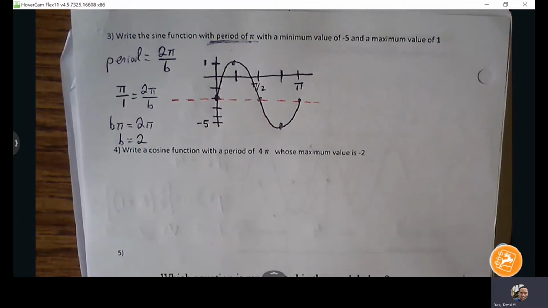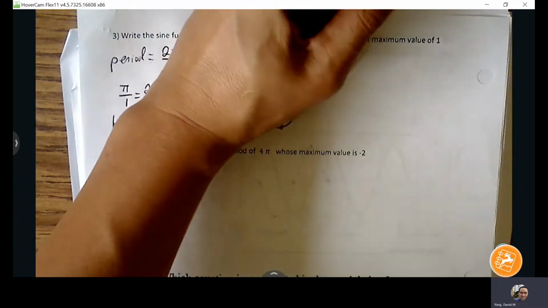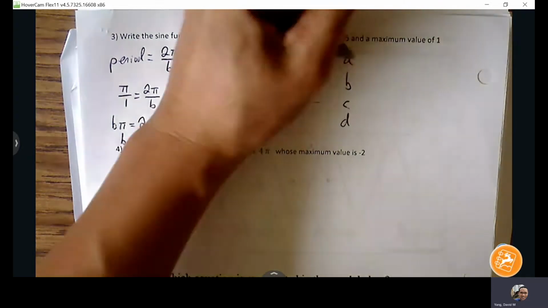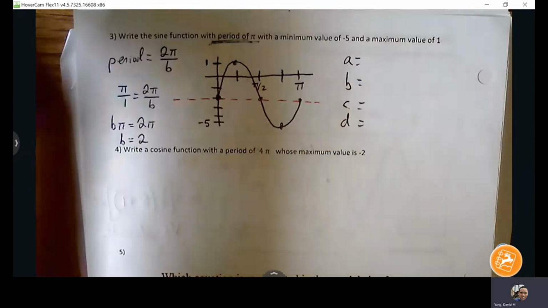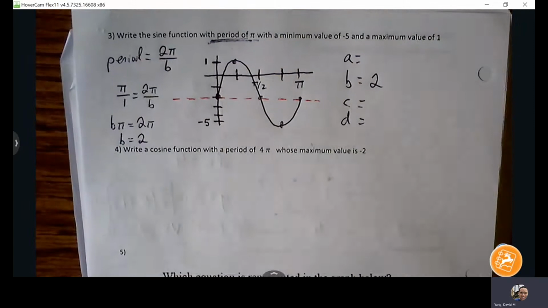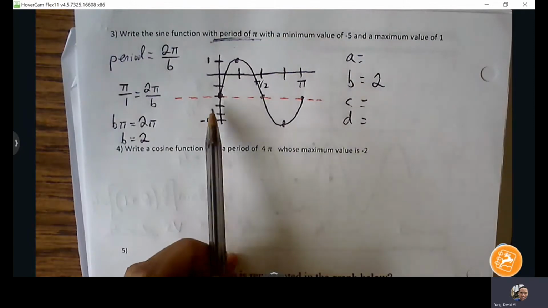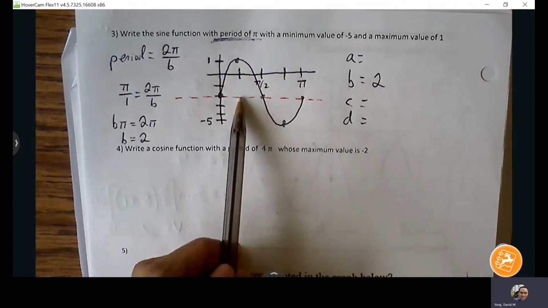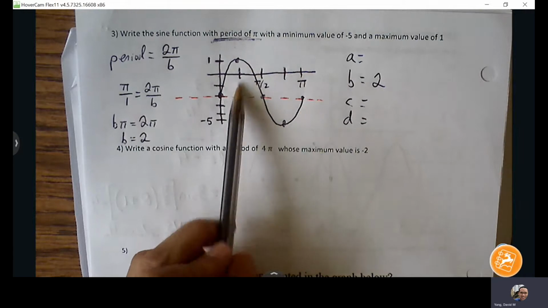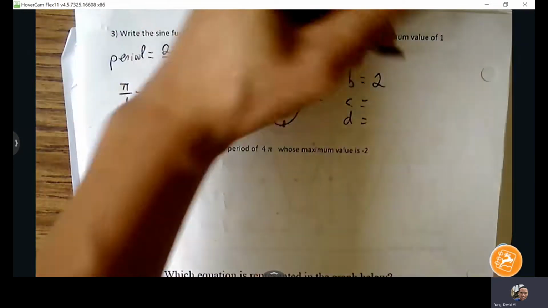Okay, so we have our b value, which is 2. Can we find our a, b, c, and d value? Okay, what's our a value? 3, right? So from the center, we're counting 1, 2, 3. That's a max distance of 3 from the center.